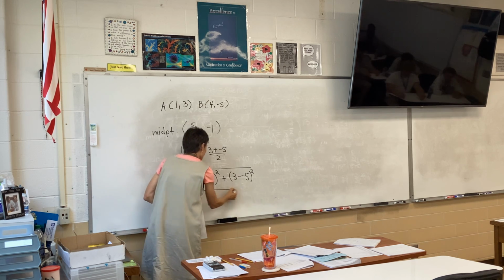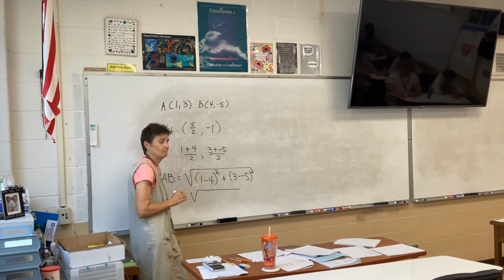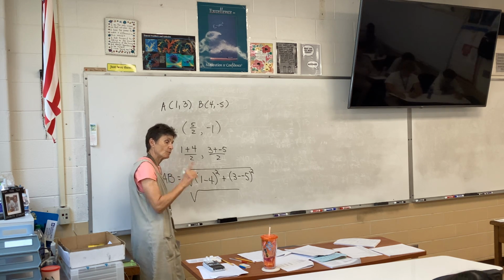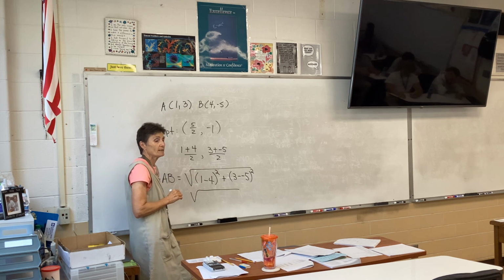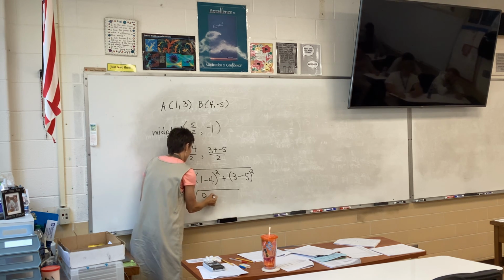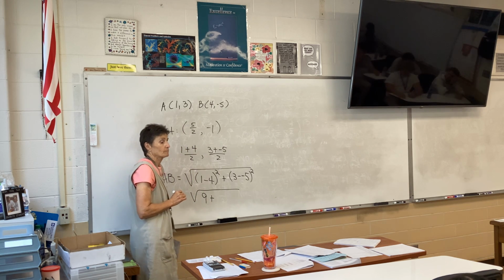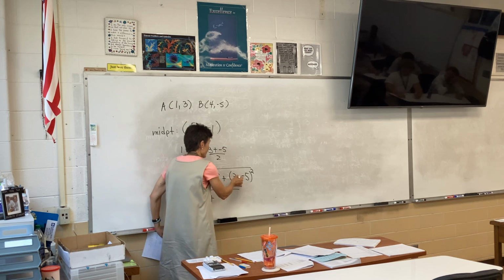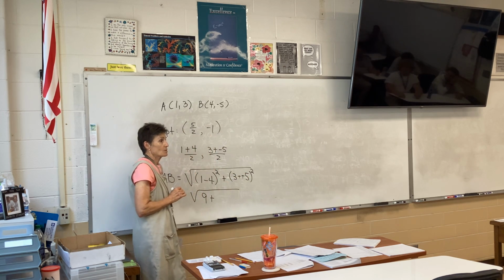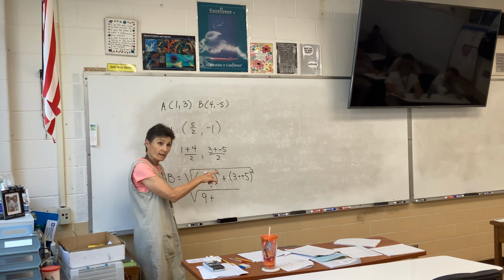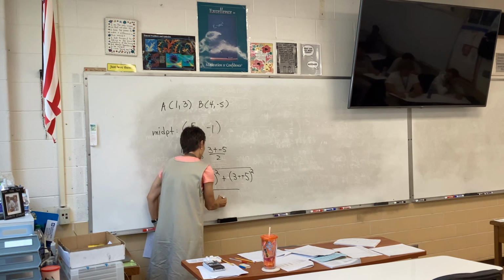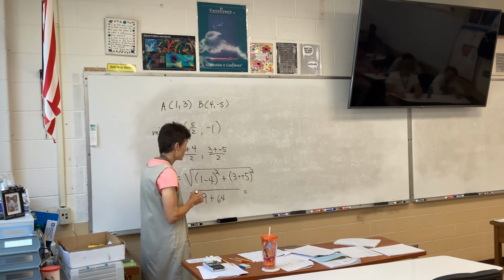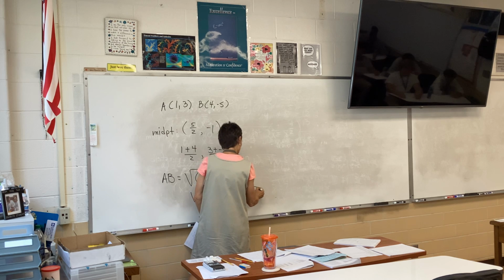All right, so what is 1 minus 4? Negative 3. And negative 3 squared, don't forget you got to square it, negative 3 squared is 9. Okay. 3 minus negative 5. Now you got a double negative, so doesn't that become a plus? So that's 8. Squared is 64. And now we're going to add those together. So it's the square root of 73.